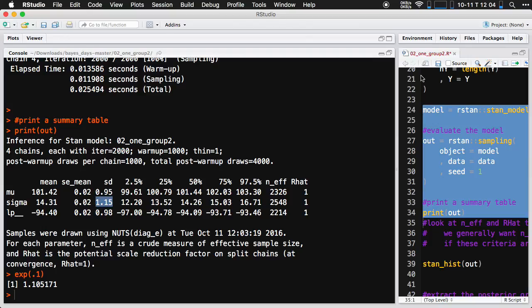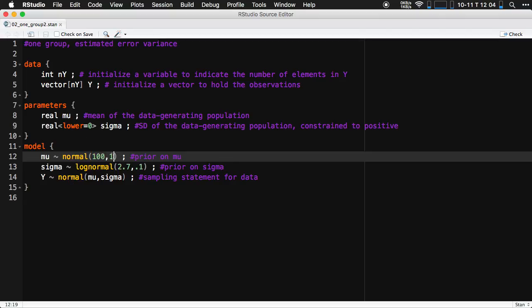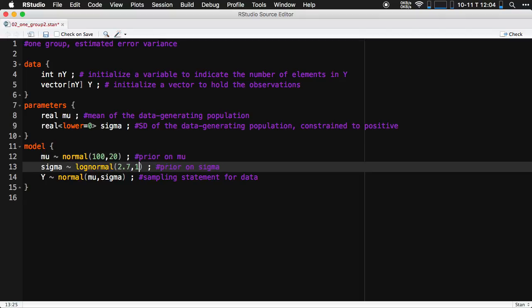So if you impose really narrow, really certain priors on the data, you'll move a little bit towards the data, but not nearly as much as if you were a little bit more uncertain about your priors.